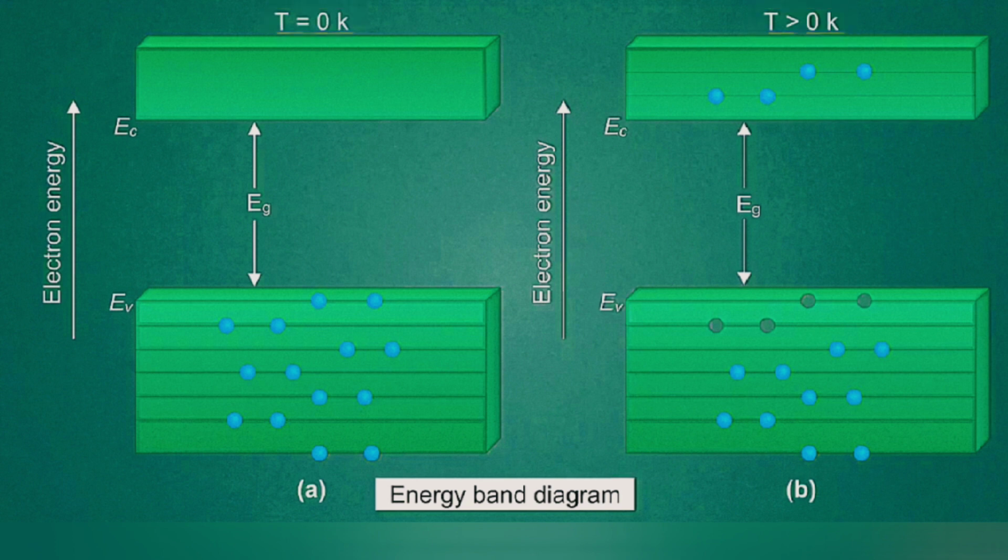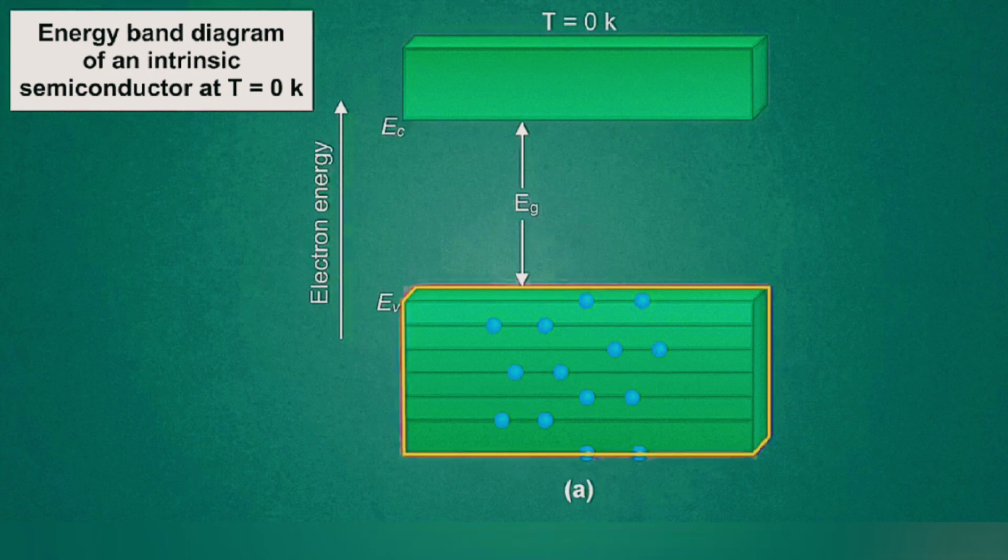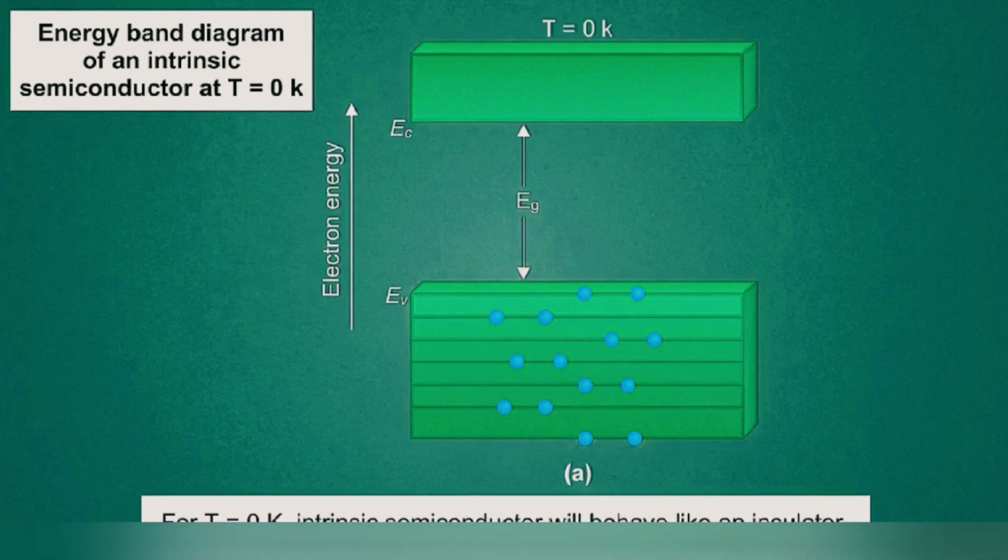Let us now understand the conductivity of an intrinsic semiconductor at 2 different temperatures with the help of an energy band diagram. This is how the energy band diagram of an intrinsic semiconductor looks like at a temperature of 0 Kelvin. All the electrons are in the valence band and the conduction band is empty. An intrinsic semiconductor will behave like an insulator at T equal to 0 Kelvin.